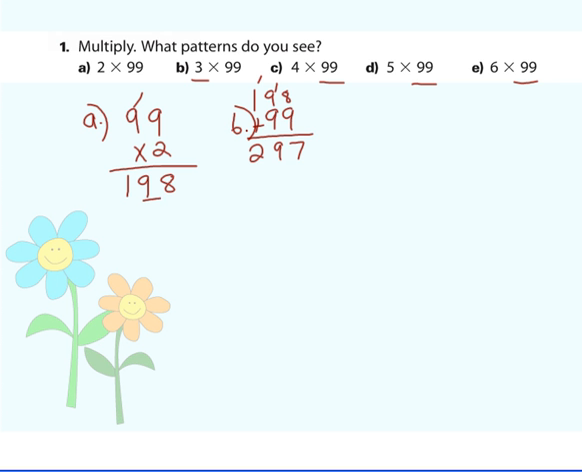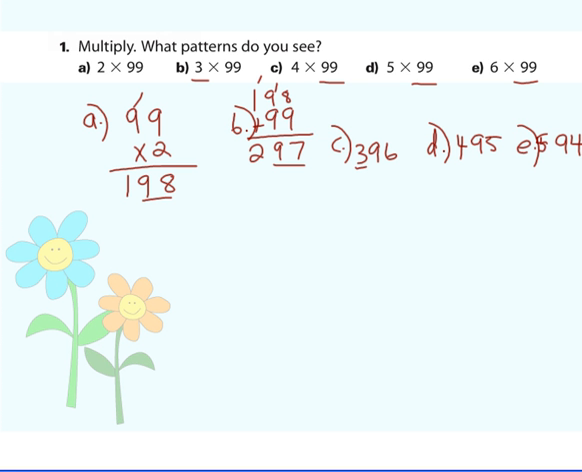And if you look at the numbers, so 98, 97, what do you think this one will be? C will be 96 with a 3 in front. D will be 95 with a 4 in front. And E will be 94 with a 5 in front. So you won't even have to figure them out. You can look at patterns to see how to solve. So that's question 1 in your assignment.